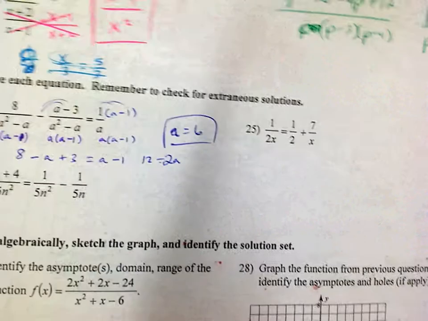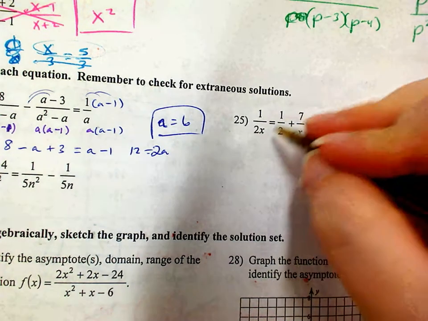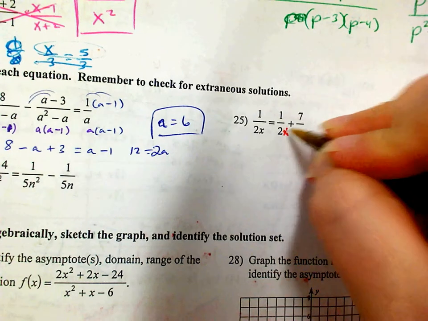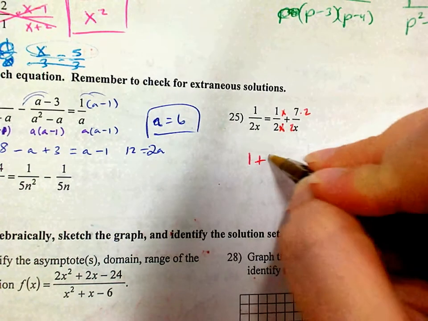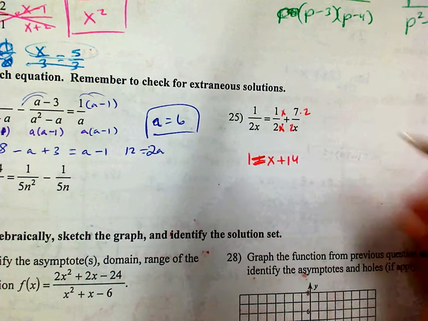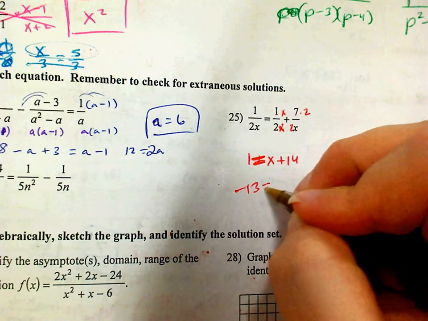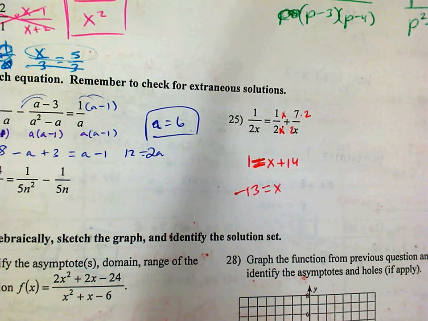The common denominator looks like it's 2x. This one has a 2x, this one has a 2, so it needs an x. This one has an x, so it needs a 2. So I've got 1 plus x plus 14. Okay, minus 14, so negative 13 equals x. And we're done, because the only issue I would have had is if x equals 0.